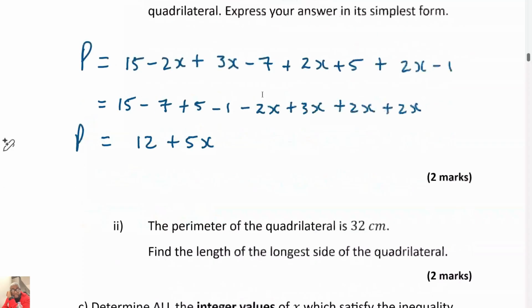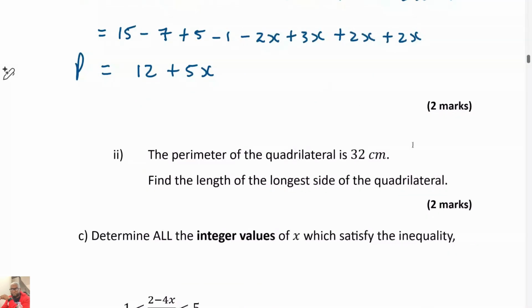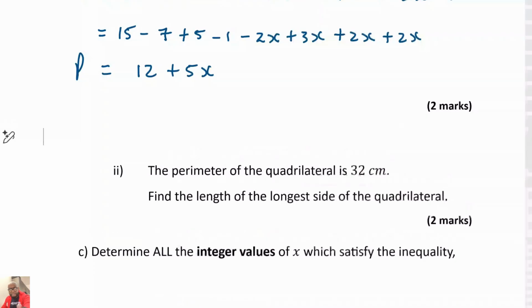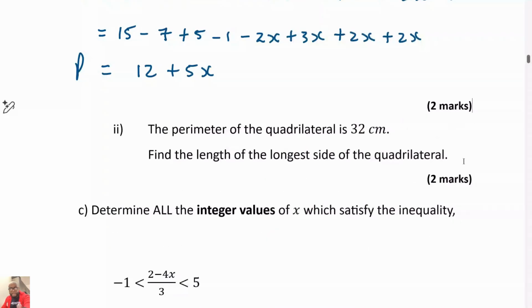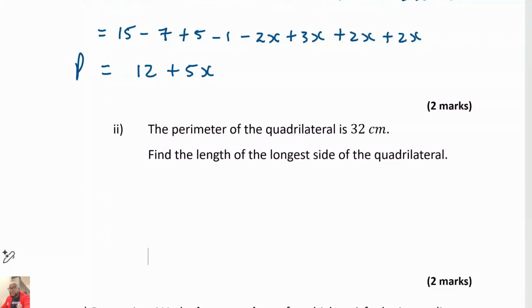Everybody good there? Let's set up this next part. They came here and said that the perimeter of the quadrilateral is actually 32. So P is actually 32, right? Find the length of the longest side of the quadrilateral. In order to find the longest side of the quadrilateral, we actually have to find x first. Everybody agrees?